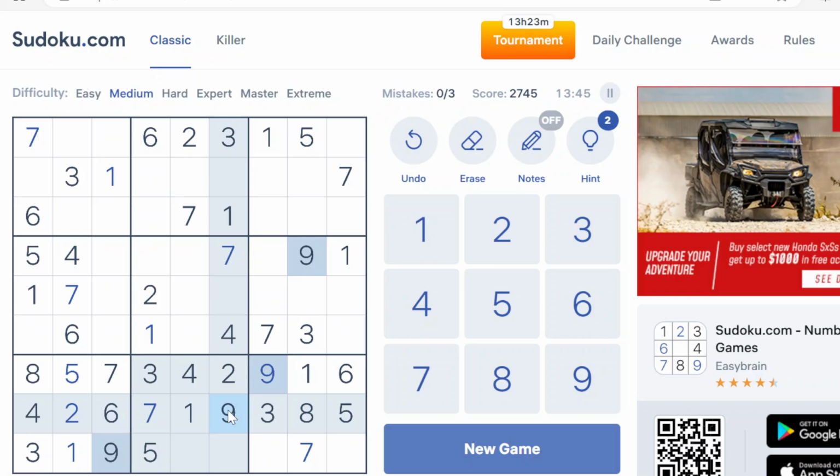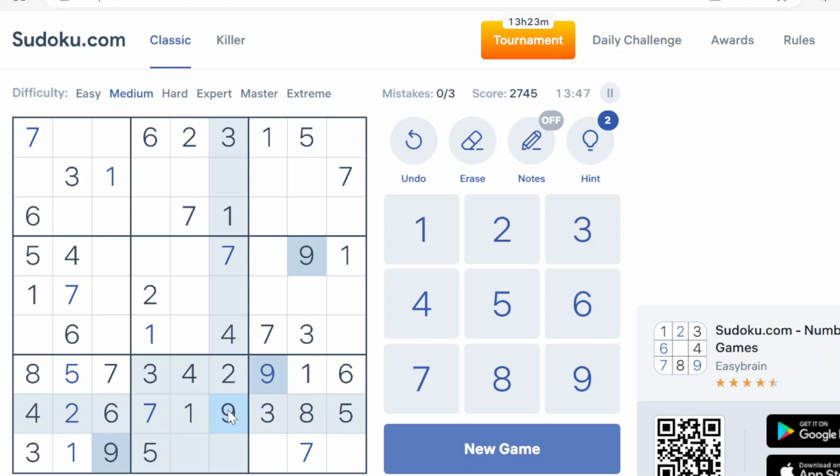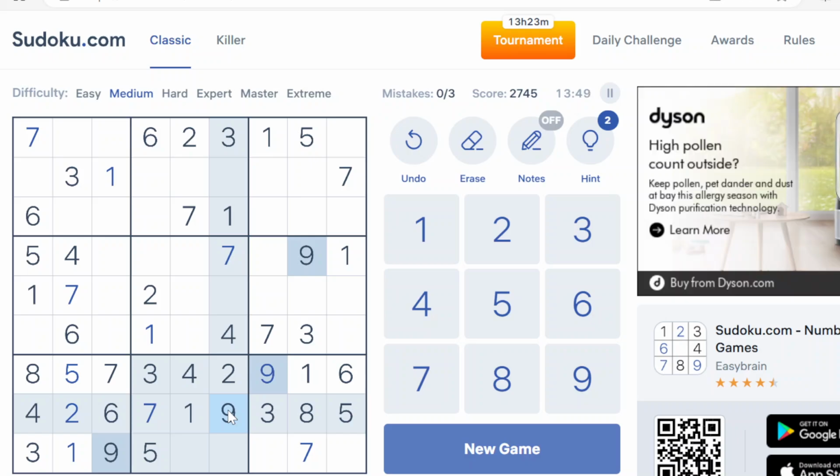I'm just gonna stop yapping. I'm gonna just try to think this through, and if I do find another number to put inside a box, then I'll explain how I got there.